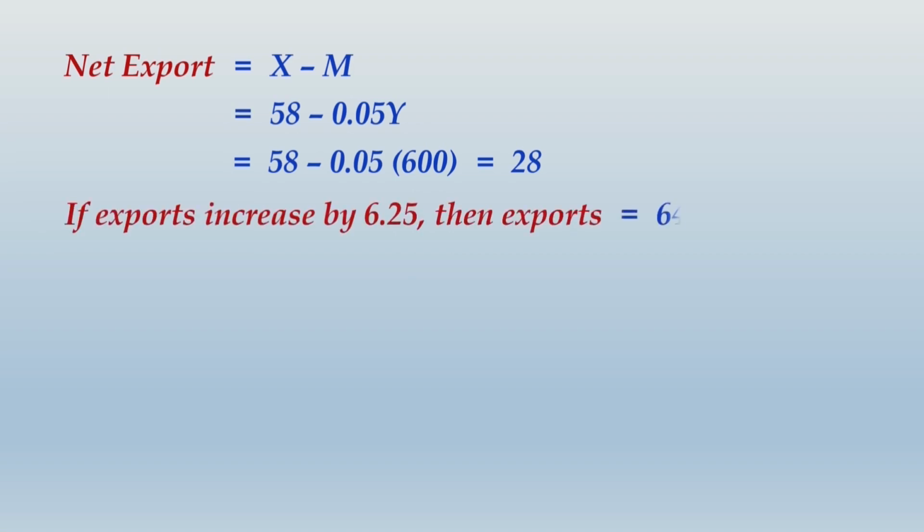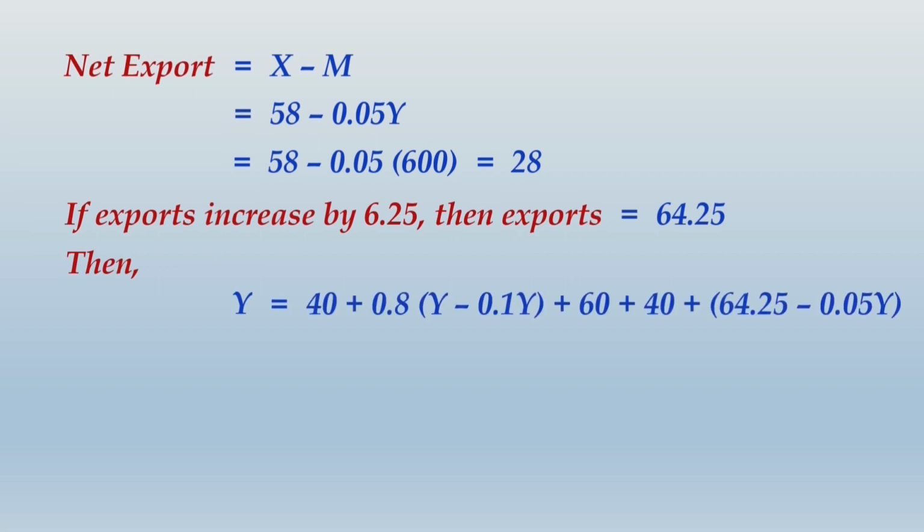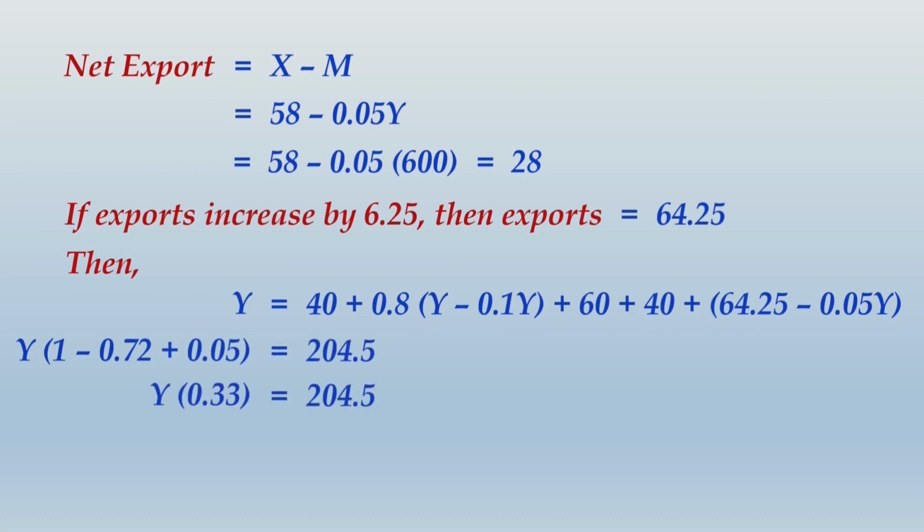So we will say if exports increase by 6.25, then exports equals to 64.25. Then your equation would change with the change in the value of exports, and when you modify this equation, you would now find that Y into 0.33, which was earlier matching with 198, is now matching with 204.5. As a result, Y will increase slightly. So it comes to 619.697 crores. Let us move ahead and continue writing further.